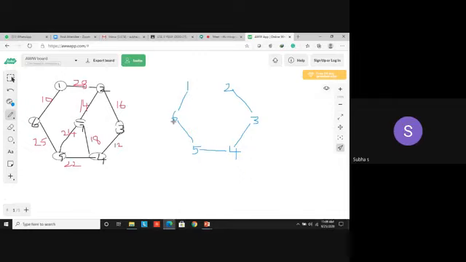I have connected 1 and 6, 6, 5, 5 and 4, 4 and 3, 3 and 2. One more vertex I have not visited yet, 7. Okay. So from 2, there is only one path. So 2 to 7. Whether I need to connect from 7 to 5? No need, because I have already visited that vertex.